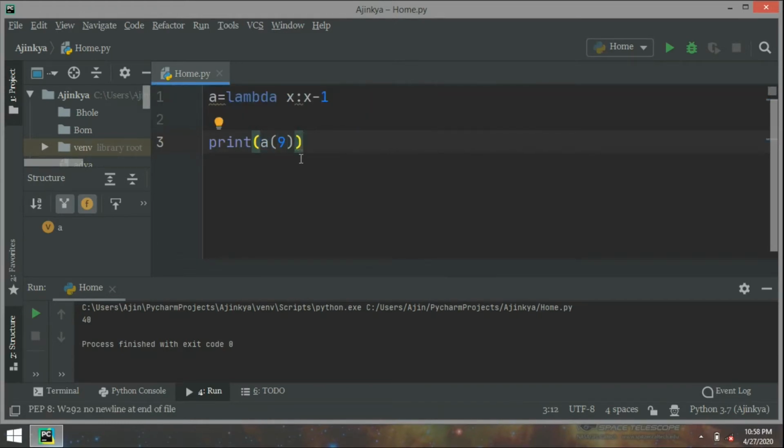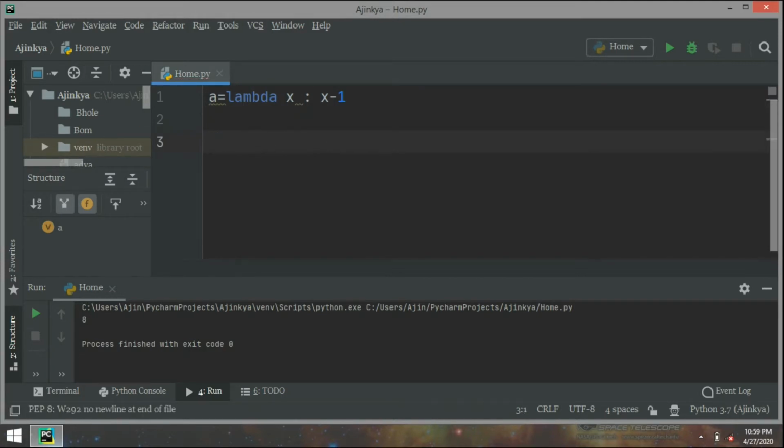So I'm passing this 9, so that will go into x. Now here you see 9 goes there, so x, and then x minus 1 is stored. So this is the argument of the function, and this is the function's calculation, and that is stored into the value a, and you are calling it just like this.